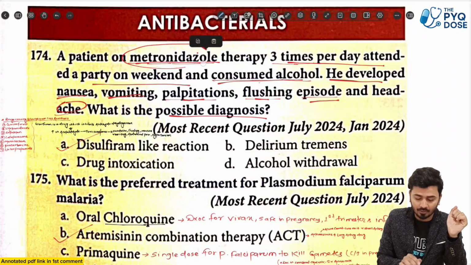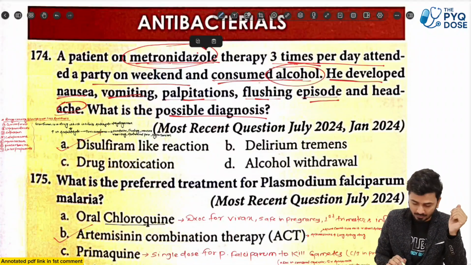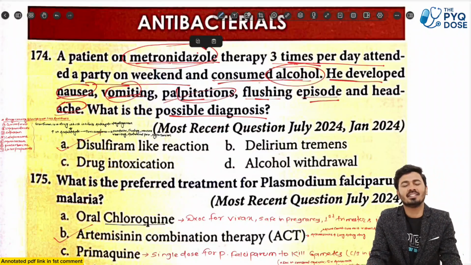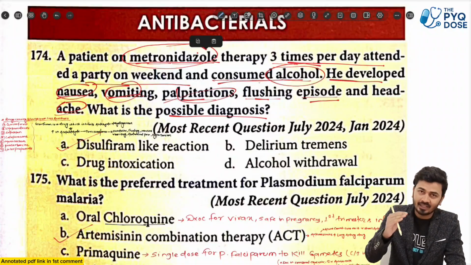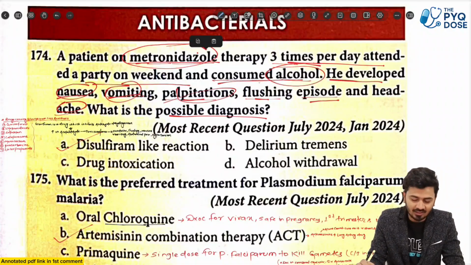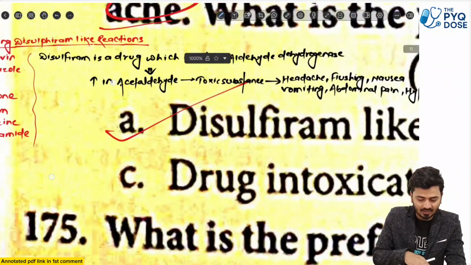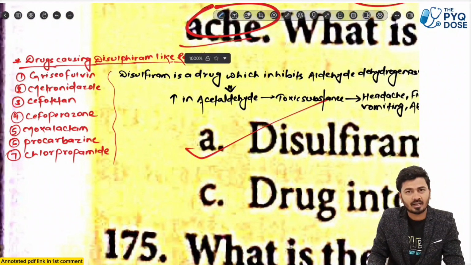That is nothing but he had metronidazole, and now he had alcohol along with the metronidazole, and he developed nausea, vomiting, palpitation. So there is some sort of reaction, and everybody in the medical world knows about this reaction. This is nothing but the disulfiram-like reaction. This is the clear-cut case of the disulfiram reaction. So let's see drugs causing disulfiram-like reactions.